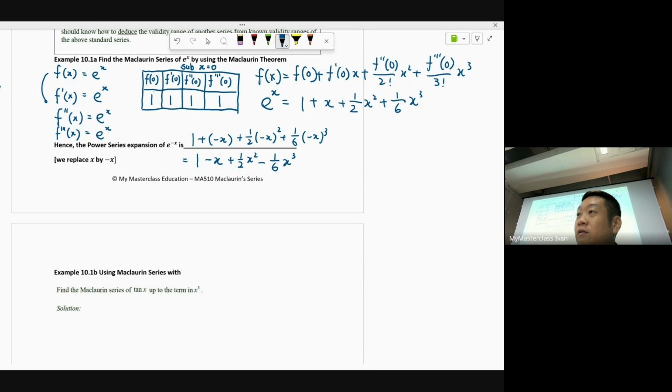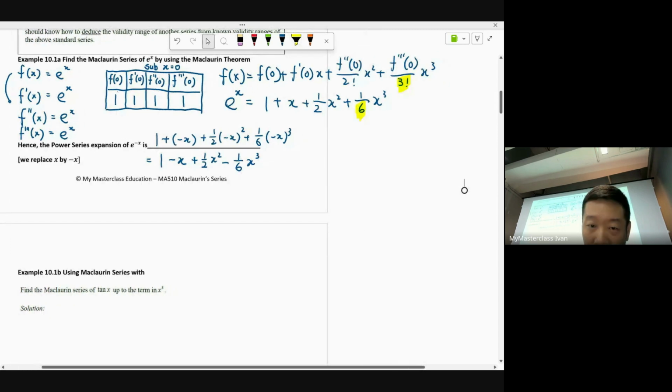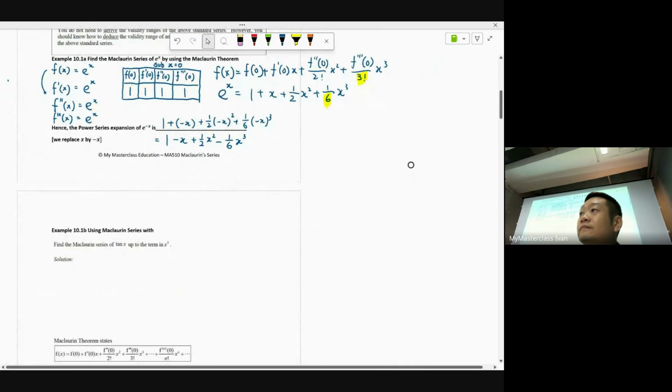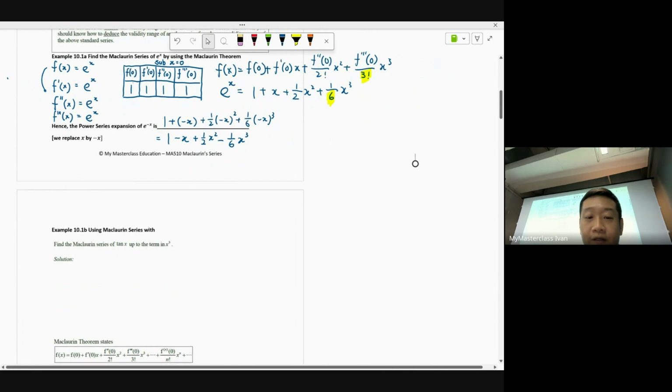You know how I get the 6 or not? Isaac, tell me how I get this 6. 3 factorial means what? 3 times? Well done. Okay? Easy, huh?